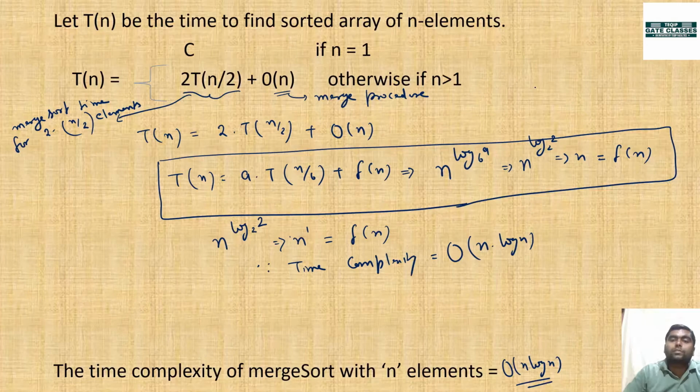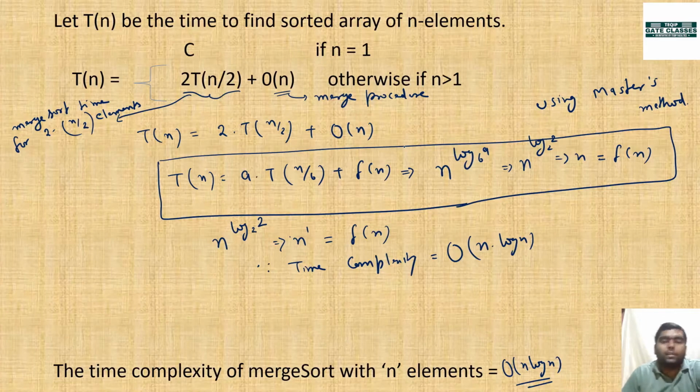Okay, so this is using master's method. You can solve the same thing with the help of master's method, as well as with the substitution method, and also you can use the recursive tree method. All of them will give you the exact same solution, that is order of n log n. So finally what will be the time complexity? Order of n log n. Okay, now let us move ahead.